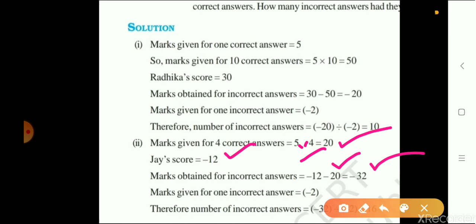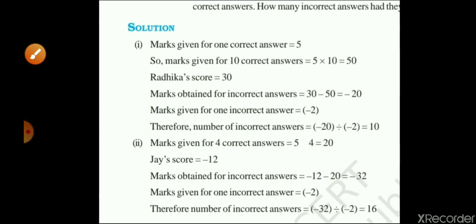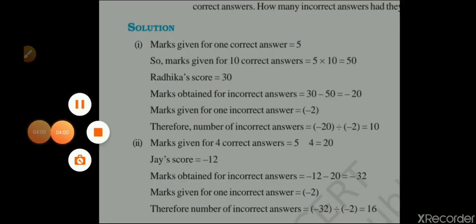And the marks given for an incorrect answer is minus 2. Therefore, the number of incorrect answers will be the overall marks deducted for incorrect answers divided by the marks deducted for one incorrect answer, that is minus 32 divided by minus 2 is equal to 16. So, Jay has done 16 incorrect answers.